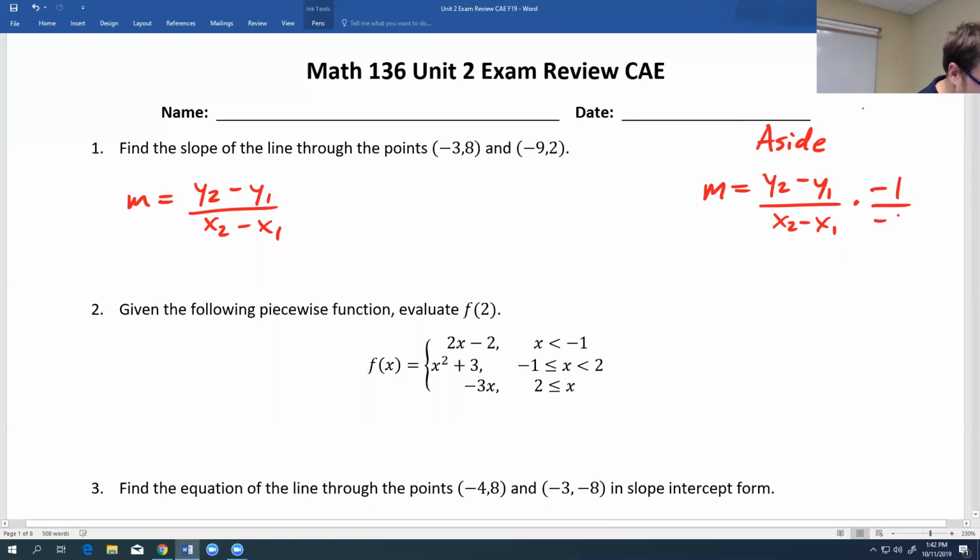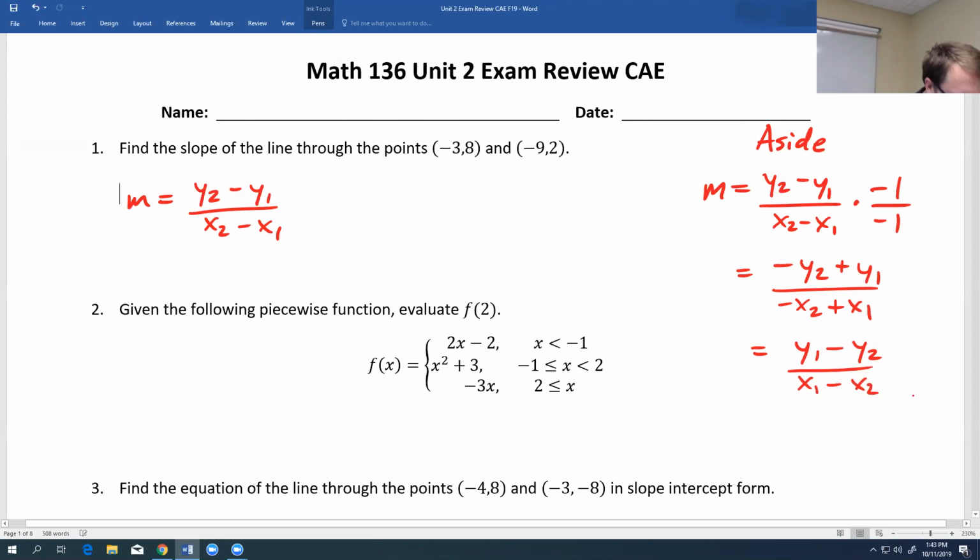So multiplying by 1 is always free, right? It doesn't change anything. So I can multiply by 1 over and over, all kinds of ways. So in this case, I'm going to multiply by a 1 that looks like -1 divided by -1. What's -1 divided by -1? 1, right? So I'm not changing anything. So what happens when I do that? If I distribute that through the top, I get -y2 plus y1, and then on the bottom, I get -x2 plus x1, right? And then I can rearrange those, so I get y1 minus y2 over x1 minus x2.